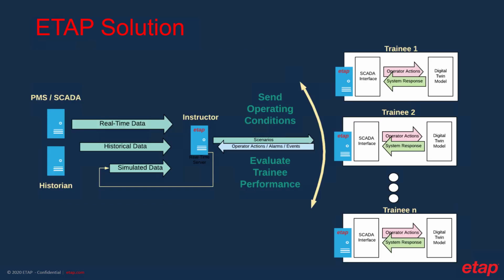Here's a quick architecture showing the flow of information in the eOTS. In the center sits the instructor, which can receive real-time data from the existing SCADA, historical data from the ETAP playback service, or simulated data from the ETAP analysis. From here, the trainer can use this real-time, historical, or simulated data to initialize the trainee's environment. The trainee then can run through the training plan, performing operator actions and seeing the system response provided by the digital twin, all while operating on the various SCADA interfaces. Finally, the trainee actions are sent to the trainer for review.